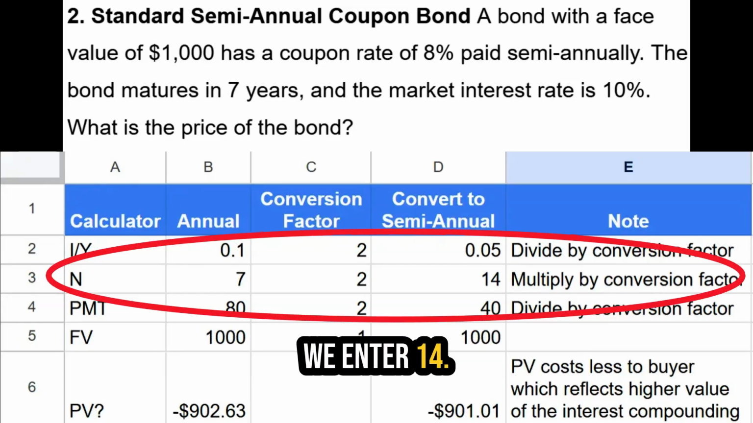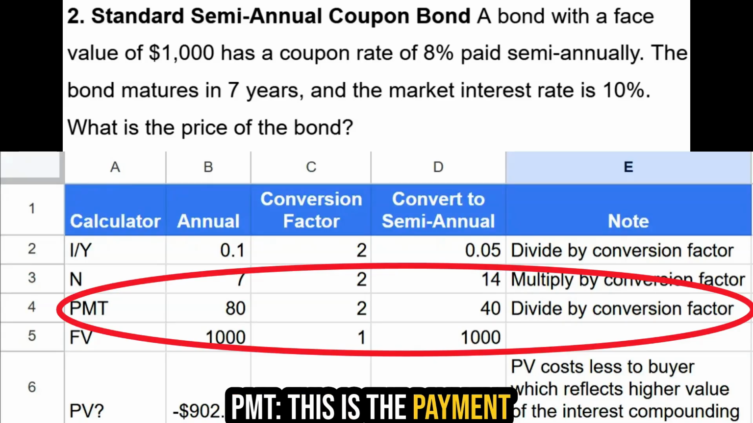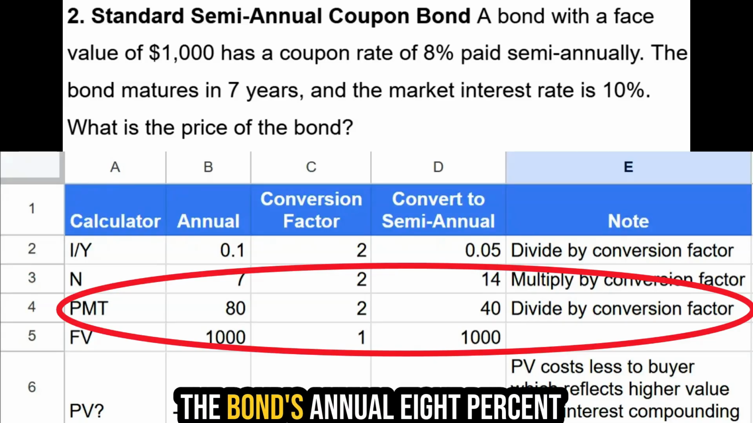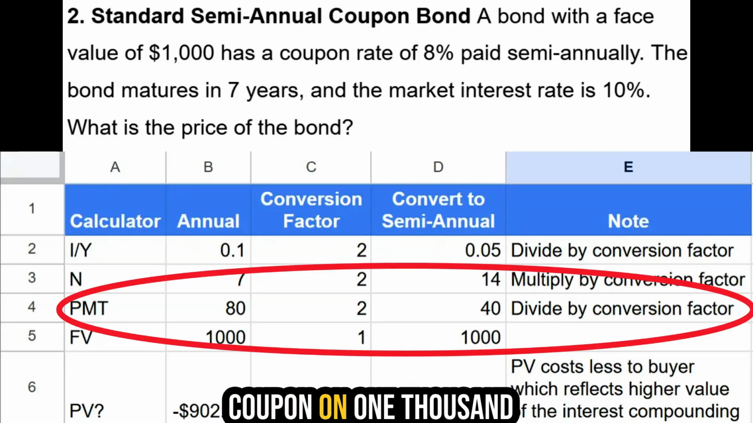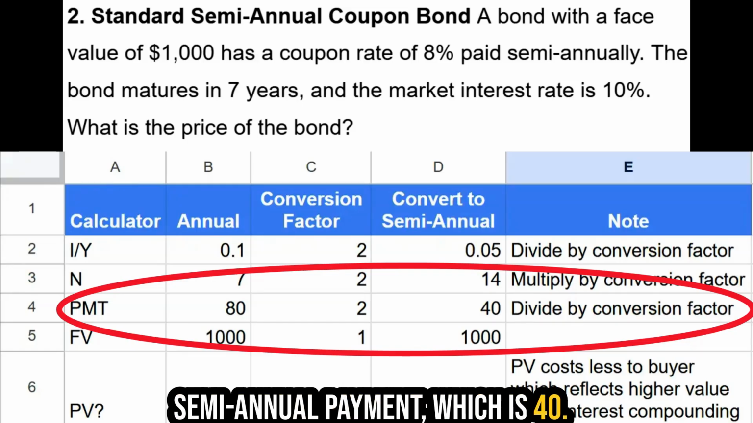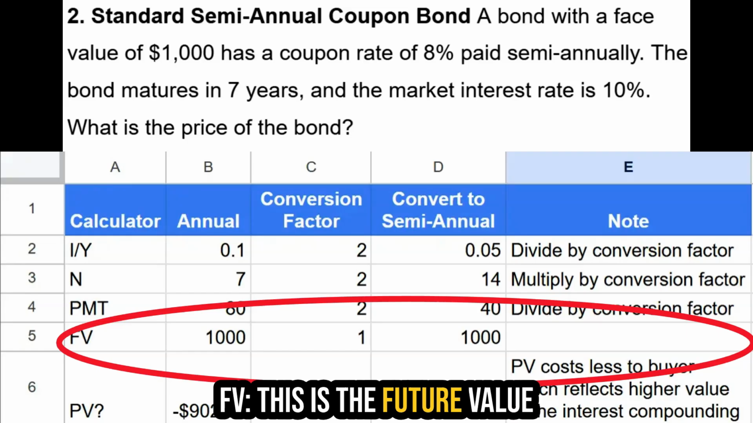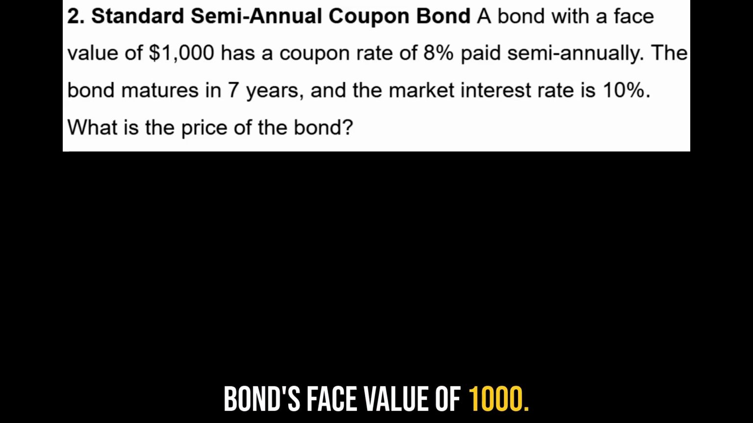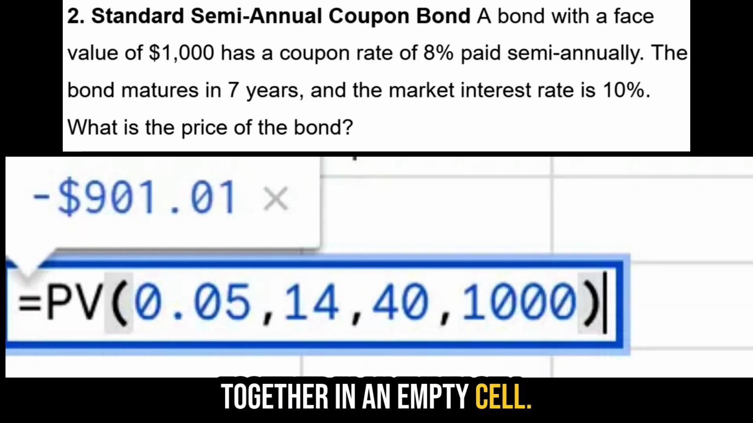We enter 14. PMT. This is the payment made each period. The bond's annual 8% coupon on $1,000 is $80. We divide that by 2 for our semi-annual payment, which is 40. FV. This is the future value paid at maturity, which is the bond's face value of 1,000. Now let's put it all together in an empty cell. Your final formula will look exactly like this.